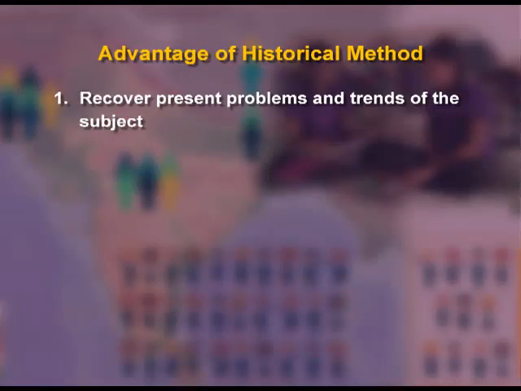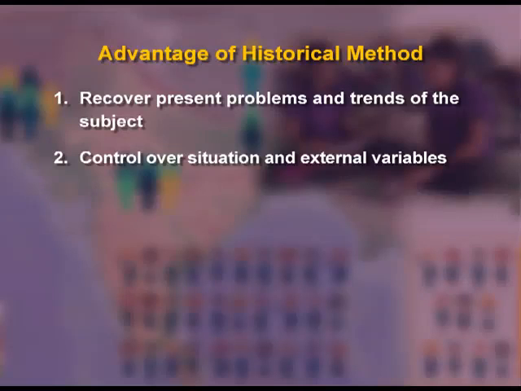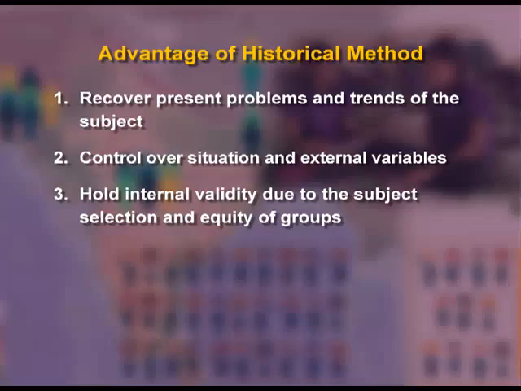Advantages of historical method. First, recovers present problems and trends of the subject. Historical method ensures the benefit of providing evidence of present problems and trends of the subject. Second, controls the situation and external variables. At the time of data collection, this method can control the environment and other external variables.